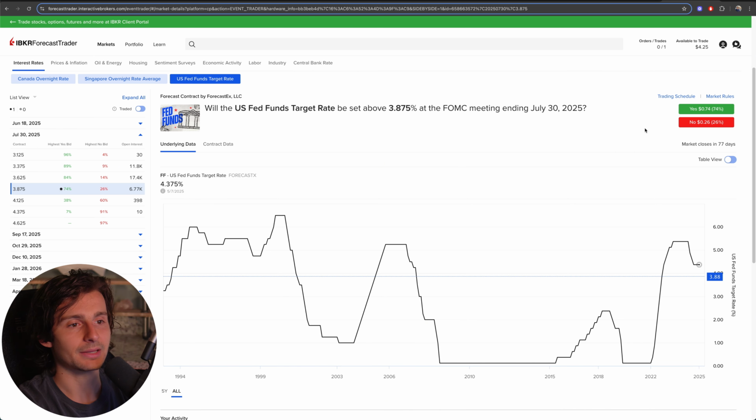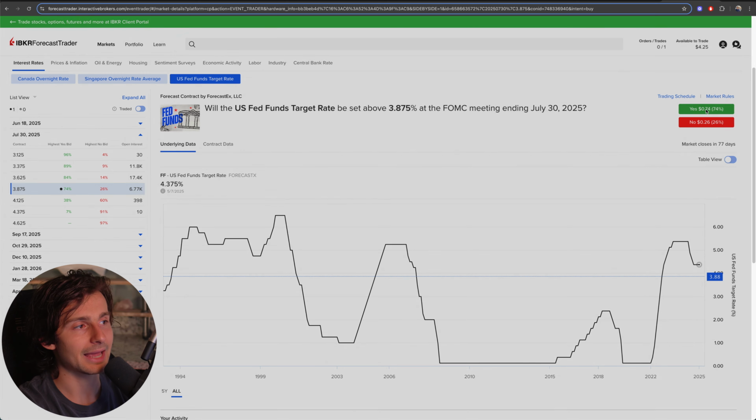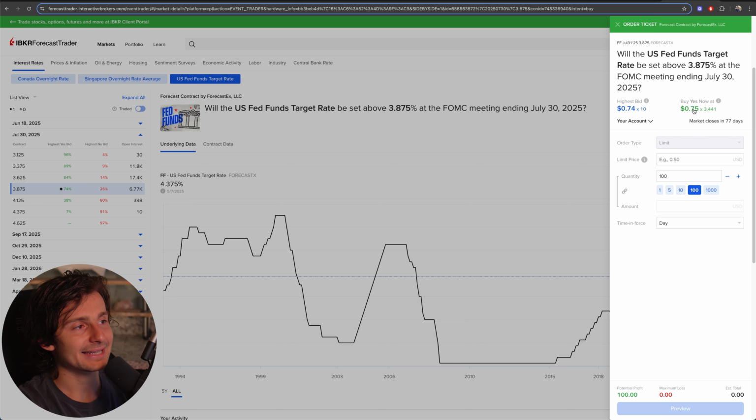So essentially what this means is that I do not believe the Fed is going to cut rates to that level, which is indicated by this little blue line across our screen right here at the bottom. I believe that rates will be higher than that level by July 30th, 2025. Okay. So if I say they will be higher than that, the Fed funds target rate, I click on yes. The bid is 74 and the ask is 75.